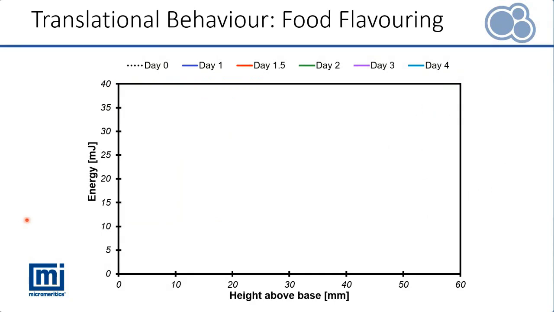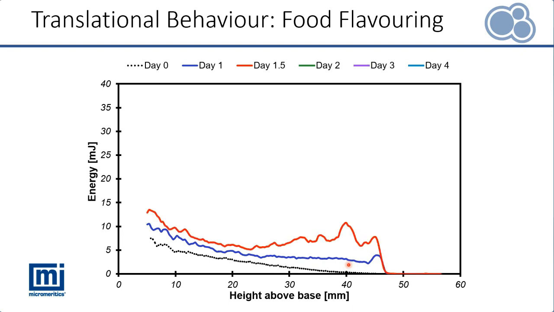Now moving on to what we call translational behaviour. So this is a food flavouring sample. Again, our as received sample shows fairly low energy. There's no clear peak in that at all. Once you move on to day 1, we can see a slight crust forming and a general increase in the energy. So that is more similar to what we saw with the hybrid behaviour. Again, we have a slight peak after 1.5 days.